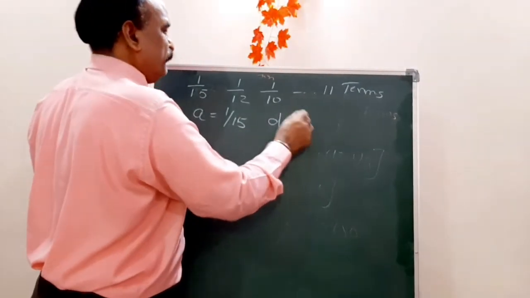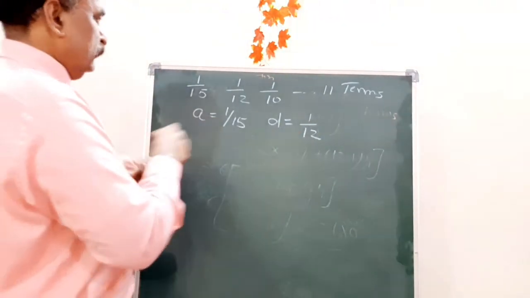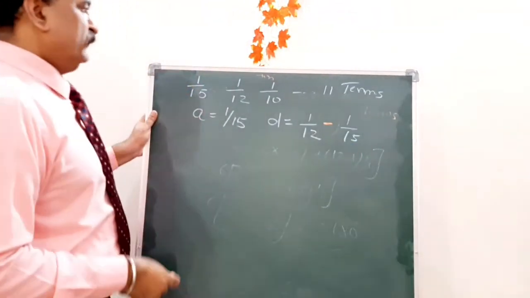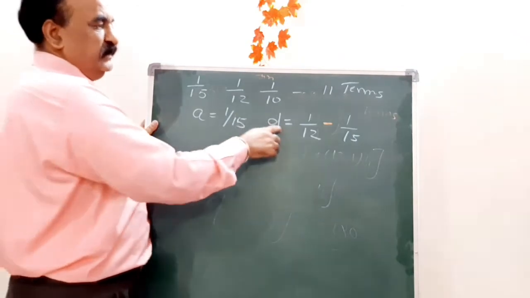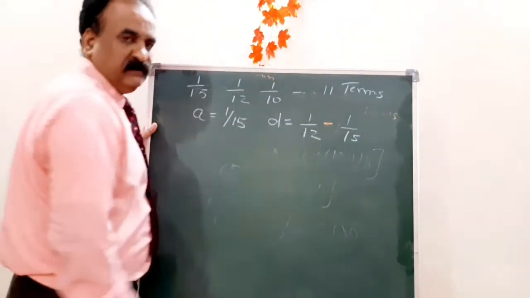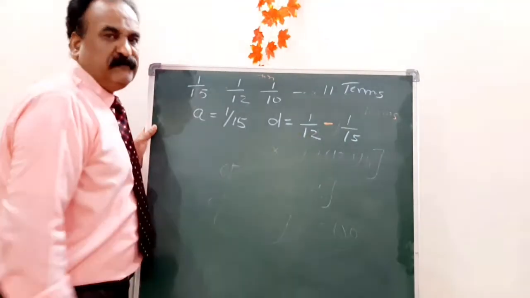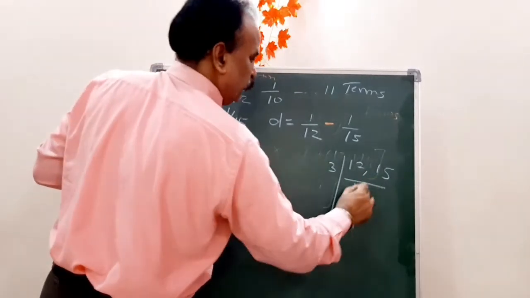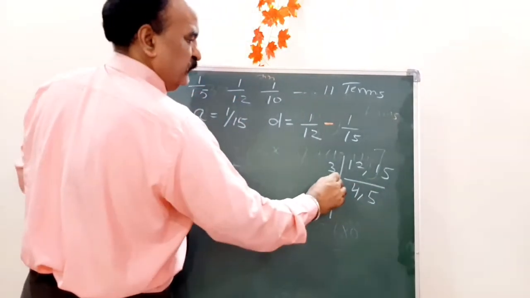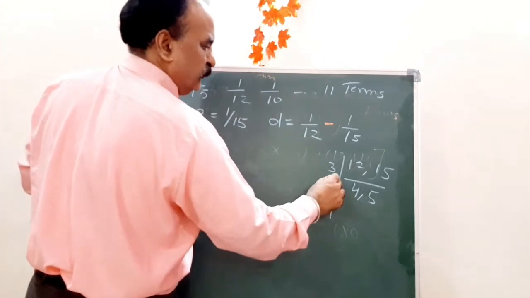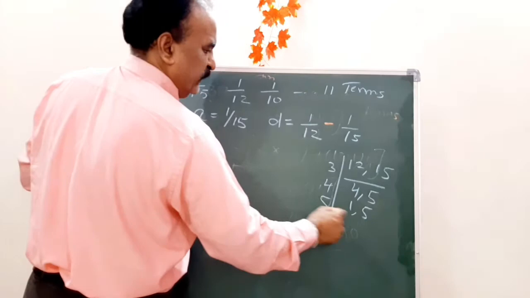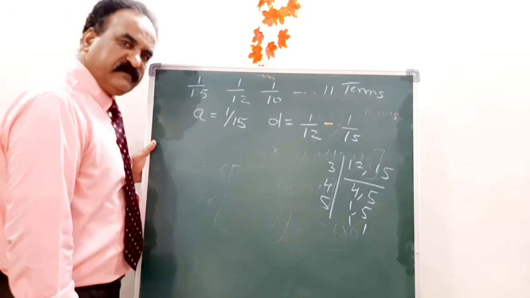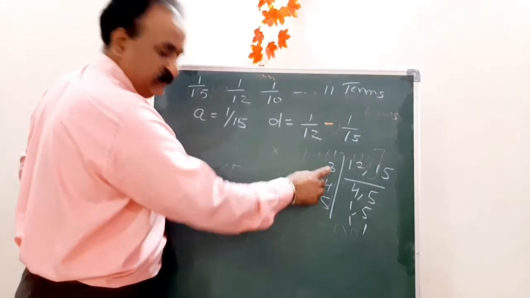So d is equal to 1 by 12 minus 1 by 15. 1 by 15 is the first term. d is the common difference, 1 by 12 minus 1 by 15. Okay. Now find the LCM of 12 and 15. See how? 12, 15. 3 fours are 12, 3 fives are 15. Now directly you can divide by 2 also, no problem. 4, 1, 5. 5, 1, 1. It means what is the LCM? LCM is equal to 60. 5 fours are 20, 3 twenties are 60. So LCM is 60.